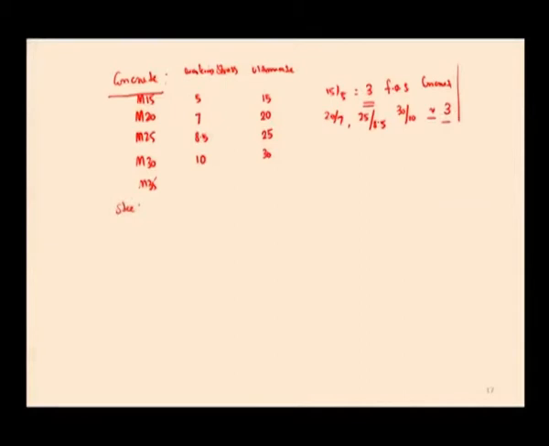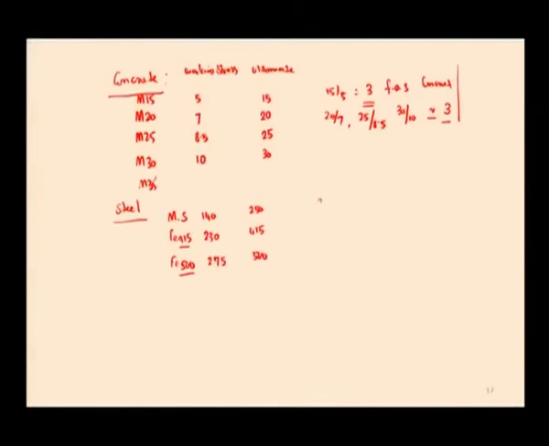In the case of steel, there are 3 grades: mild steel, Fe 415, and Fe 500. The working stress of mild steel is 140 Newton per millimeter square. For Fe 415 it is 230, and for Fe 500 I think it is 275. The ultimate stress of mild steel is 250 Newton per millimeter square, of Fe 415 is 450 Newton per millimeter square, and for Fe 500 it is 500.